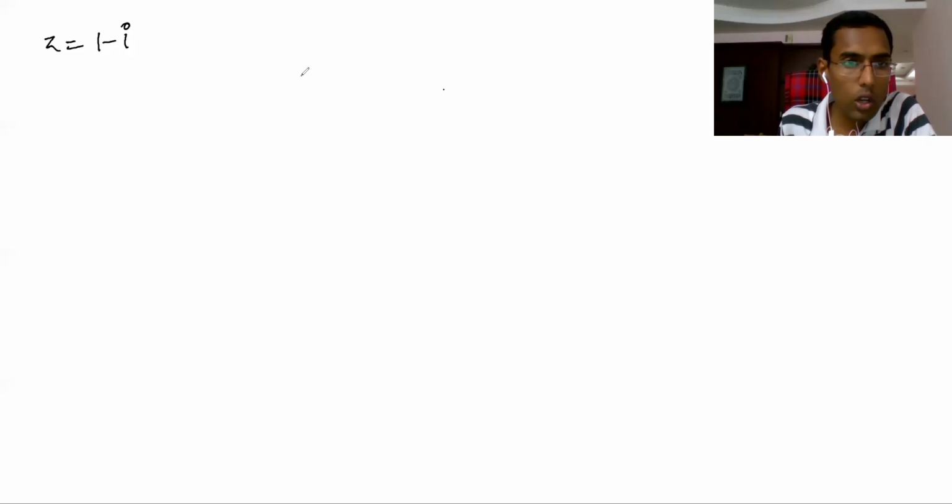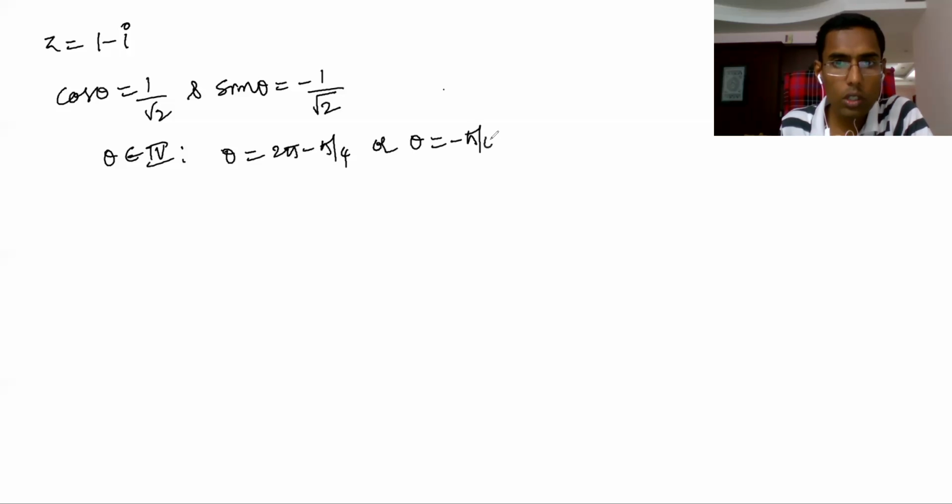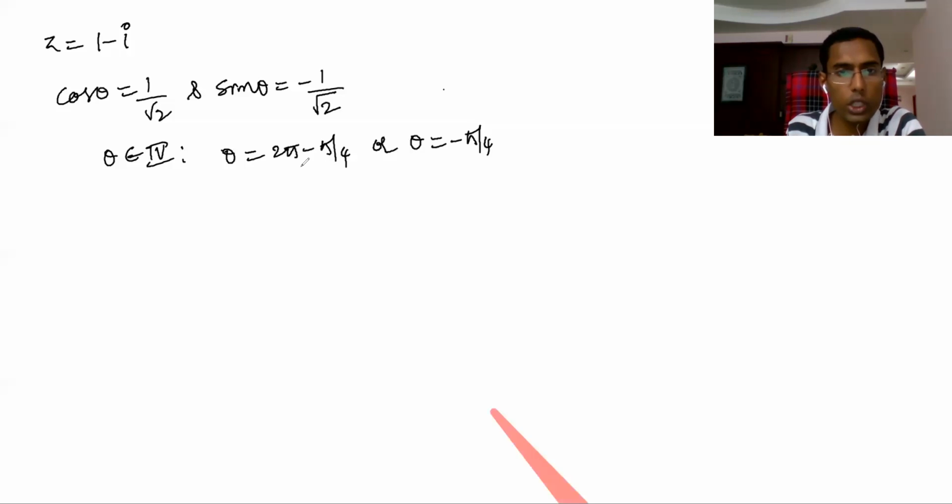Yeah, this is cos theta equal to 1 by r, and sin theta equal to what? Minus 1 by r. This is minus y by r. So now theta obviously belongs to the fourth quadrant. That means theta can be taken as 2 pi minus pi by 4, or theta equal to minus pi by 4. But you see, here you can actually take both.